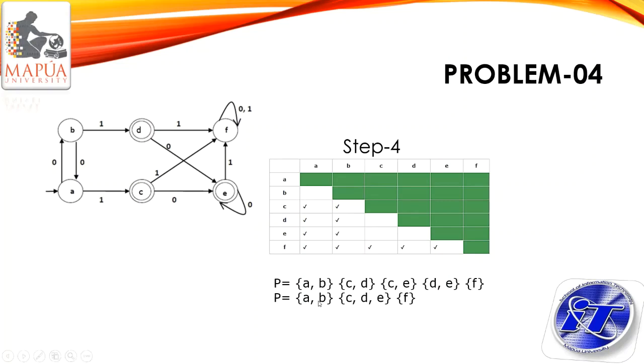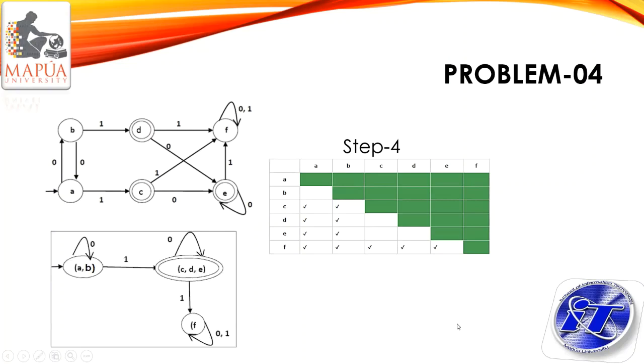And AB will be our initial state, CDE will be our final state, and F is still the trap state. So this will now be our new automaton, the simplified DFA. So if it's in AB, on 0 it will just loop within itself. If it's 1, it will go to CDE. In CDE, if it's 0, it will loop within itself. If it's 1, go to F, and any value in F will just loop within itself.